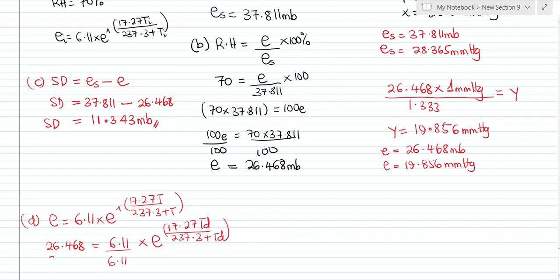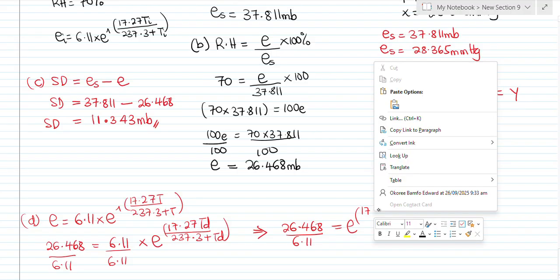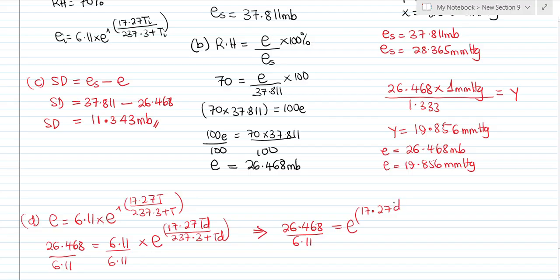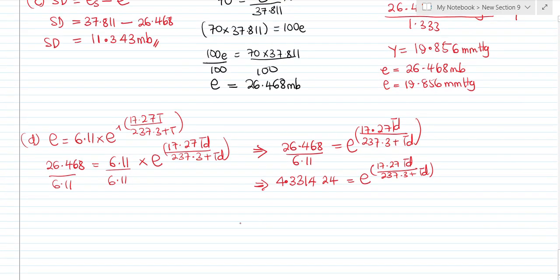So I can divide both sides by 6.11. I'll get 26.468 over 6.11 is equal to E to the power 17.27 TD over 237.3 plus TD. So we are going to get 4.331424 is equal to E to the power 17.27 TD over 237.3 plus TD. Now with this input, we have to find the natural log of both sides. Let me continue from here.